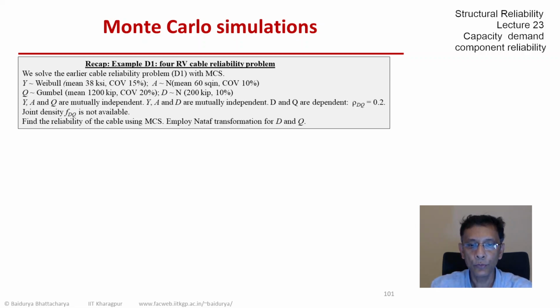The last problem we solve in this lecture is our old friend, the cable reliability problem, the 4-variable version of that, which we called example D1. So let's take a few seconds to recap this problem statement, and then we will solve this using Monte Carlo simulations. We have already solved this with FORM and SORM.